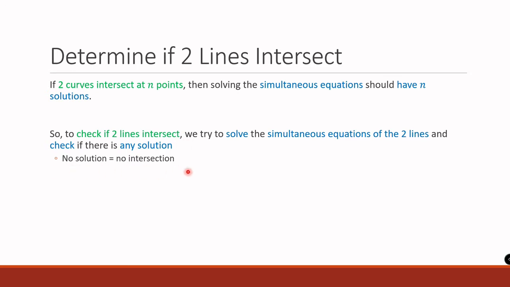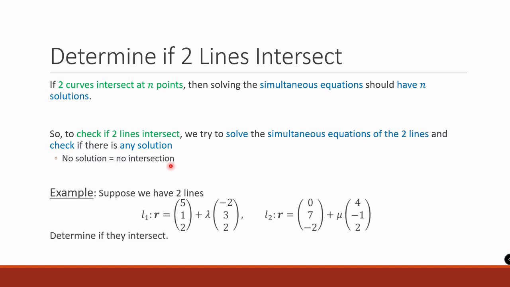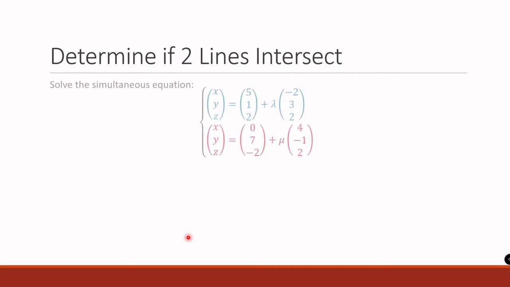The opposite is true. If there's no solution, then there's no intersection as well. So this is how I can check for intersection. Let's look at this example. We have two lines here and we want to check whether they intersect. The idea will be to make use of simultaneous equations. The blue one represents line 1, the red one represents line 2.